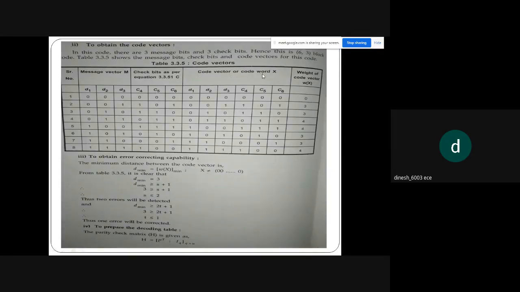After completing the code vector or code word, which is our transmitted vector X, just simply determine the weight of that particular code. And you all are familiar, how do we find the weight of each code word or each code vector? The number of non-zero elements in the code vector. The first one, 0. Second one, non-zero elements are 3. Next one, 3. Next one, 4. Next one, 4. Next one, 3. Next one, 3. The last one is 4. So this is how we find code vectors and the corresponding weight of those code vectors.